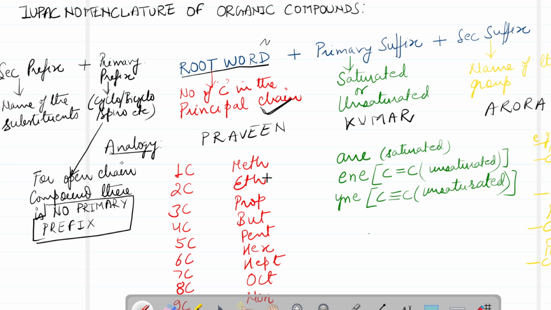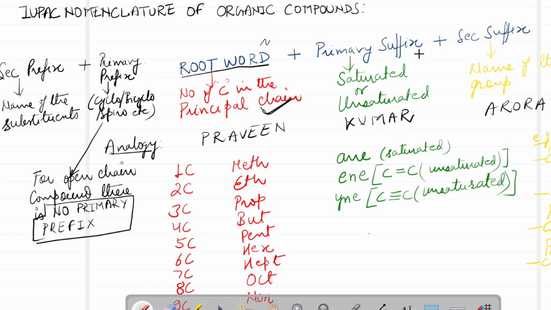Now, after root word, there is primary suffix. Primary suffix indicates whether the organic compound is saturated or unsaturated. Saturated means there is no double bond. Unsaturated means in the organic compound there is a double bond or triple bond, right? After primary suffix, there is secondary suffix. That would tell about the name of the functional group.